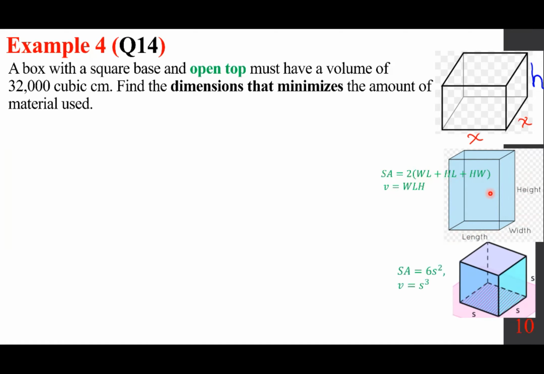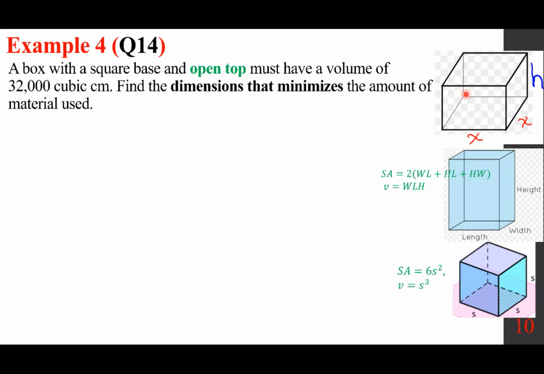If it's a cube, means all sides are equal, then the volume would be the width times the length times the height, all the same, so S cubed. The surface area, one face has an area of S squared. There are 6 of them that are identical, 6S squared. So going back to the question, we want the dimension that minimizes what? The amount of material used, gift wrapping.